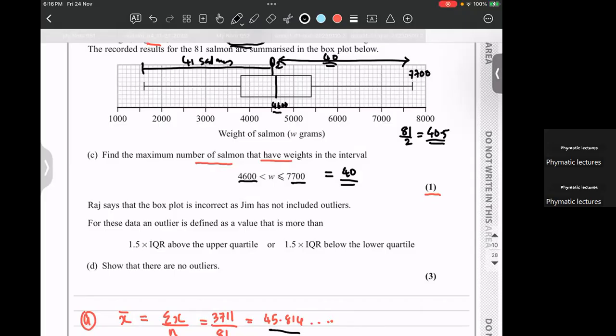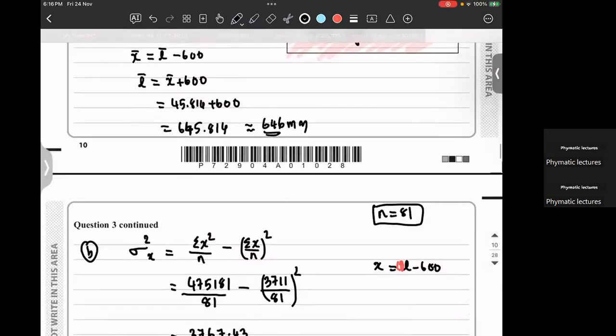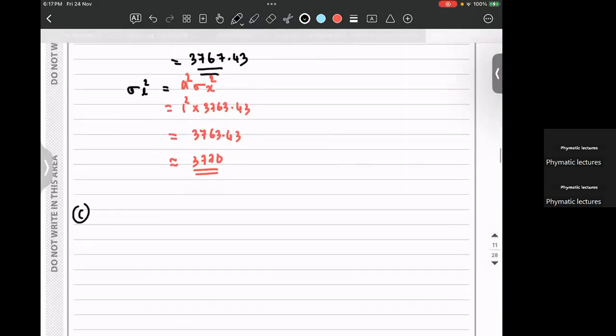Now, Raj says that the box plot is incorrect as Jim has not included outliers. For this data, an outlier is defined as a value more than 1.5 times the interquartile range above the upper quartile or 1.5 times the interquartile range below the lower quartile. Show that there are no outliers. So the answer for C is 40, right? Now the D question.